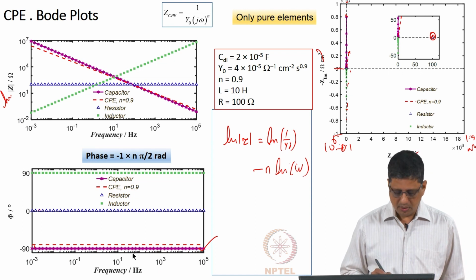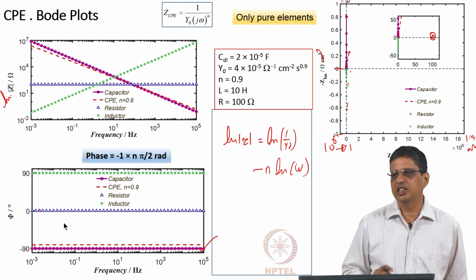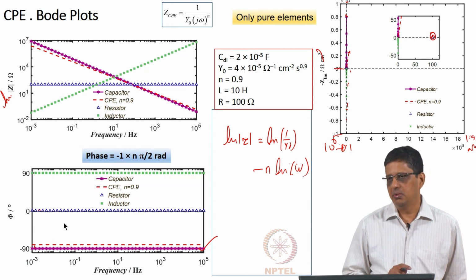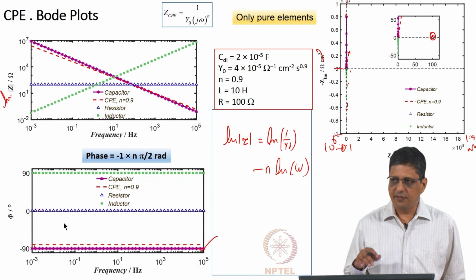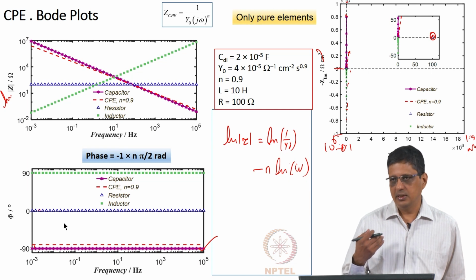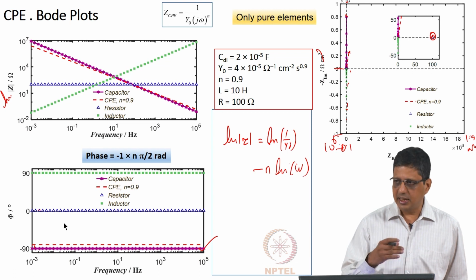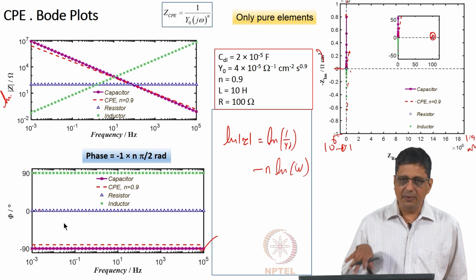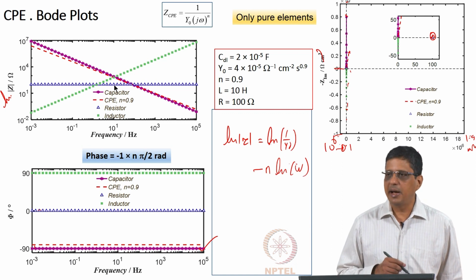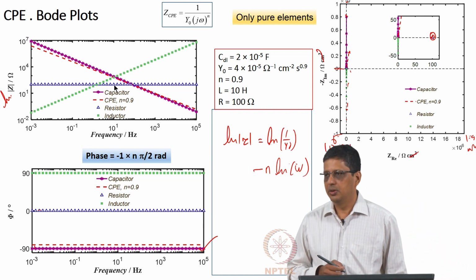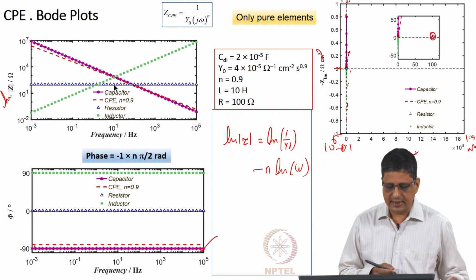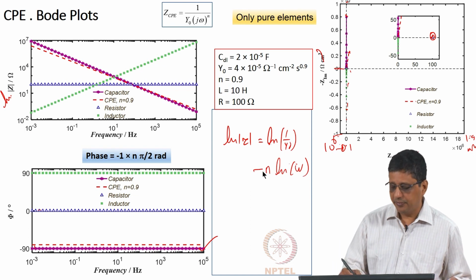This element has a constant phase. Capacitor also has a constant phase, resistor has a constant phase, inductor has a constant phase. This element does not have the same phase as any one of those, but otherwise its phase is constant, although the magnitude is changing. This is the reason it is called a constant phase element.